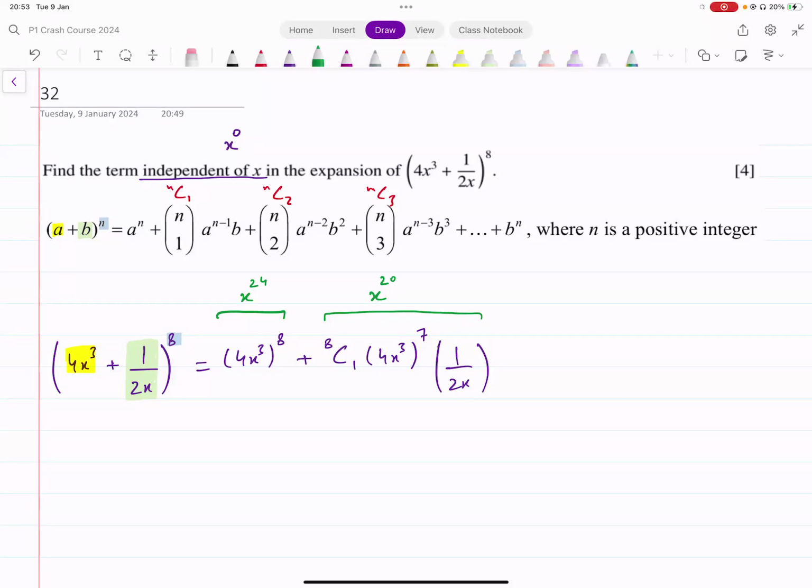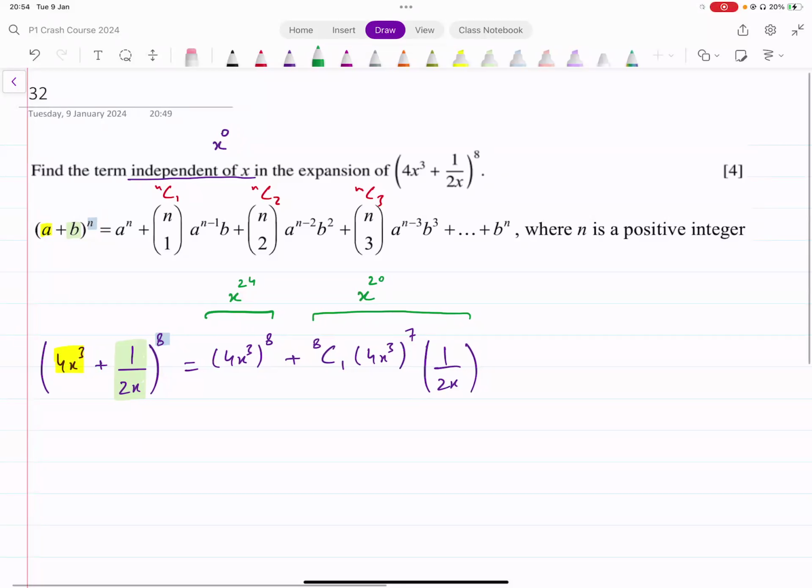And now you've got the pattern. If this is x to power 24 and the second is x power 20, we know the next one is going to be x raised to power 16 because we have to subtract 4 in order to get the next one. And the next one is going to be x power 12. The next one is x power 8. The next one is x power 4. And then the next one is x power 0. And that is the one that we actually need. That's the one that we're looking for.